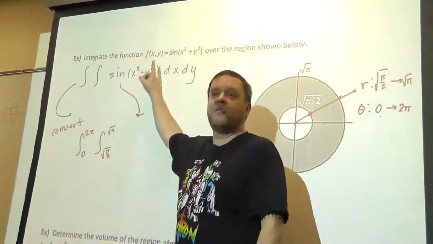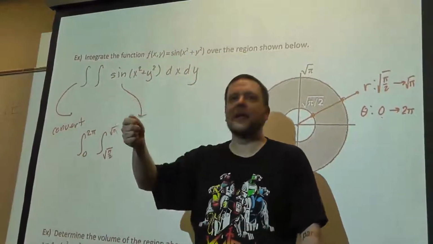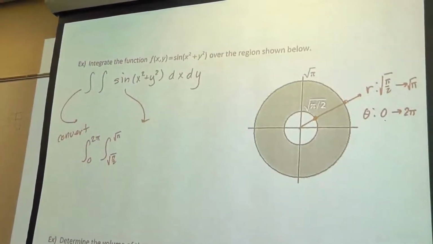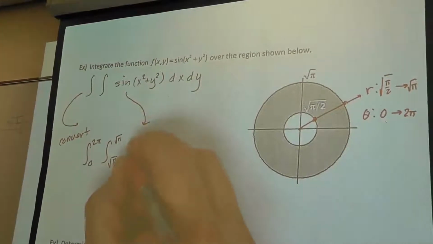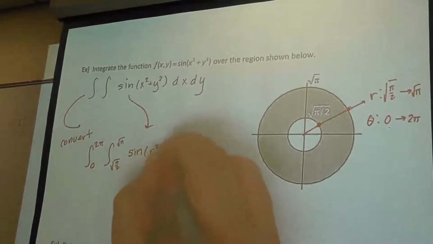Sine of any use of x squared plus y squared, you've got to make that mental connection that it becomes r squared when you convert it to polar, because you're going to see that x squared plus y squared a lot in these polar problems. So you keep the sine function. The sine function doesn't change, but its argument goes to r squared.